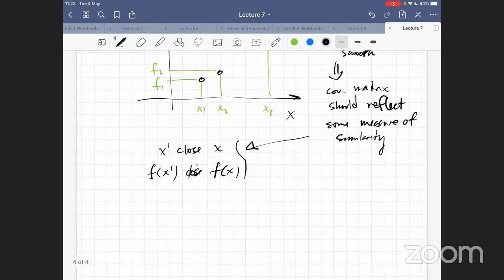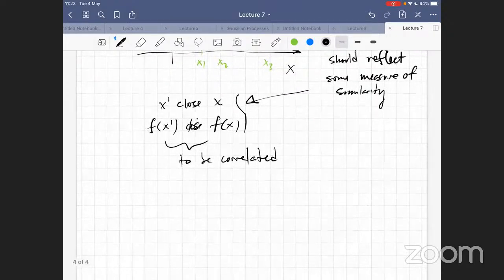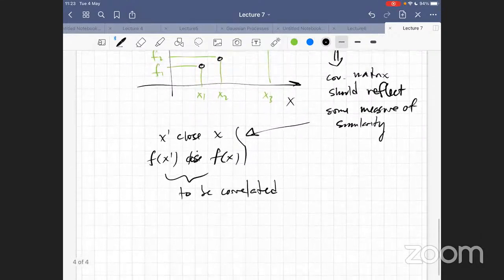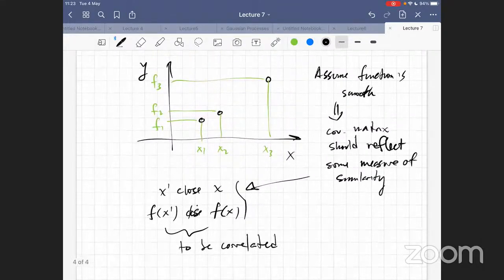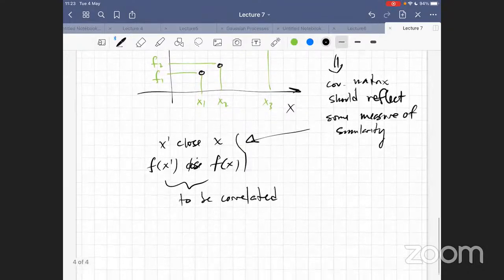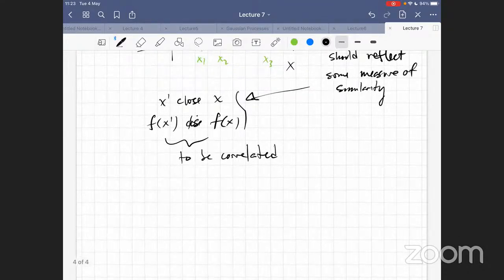So in a way, what this translates to is that I could think of these values to be correlated, because they are close to each other. So there is some degree of correlation between them, right? And then imagine that if they are correlated, then let me put them, all of them.